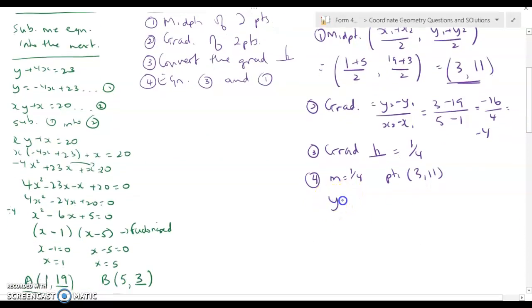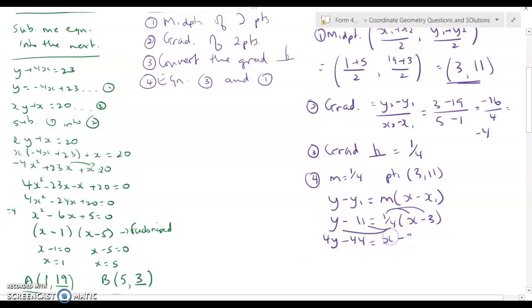Now this way I usually use this formula. y minus y1 is equal to m into x minus x1. So my y is, well, that's just a variable. So you write y minus 11 equals a quarter times x minus 3. So then I say the 1 could multiply this way and the 4 could come on this side. 4y minus 44 is equal to x minus 3. 4y is equal to x minus 3 plus 44, which is x plus 41. And then we get y is equal to x on 4 plus 41 on 4.